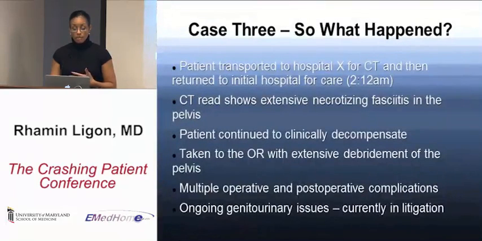So what happened? The patient is transported to the tertiary care hospital. She gets the CAT scan. It's read, but they ship her back, and the phone call is made to the ER physician at around 2:12 that shows extensive necrotizing fasciitis in the pelvis. Patient is back at the initial hospital, continues to clinically decompensate, is taken to the OR at that facility where she has extensive debridement of the pelvis, basically a pelvic excavation, and then goes on to have multiple operative and post-operative complications, has ongoing genitourinary issues, and this case is currently in litigation.